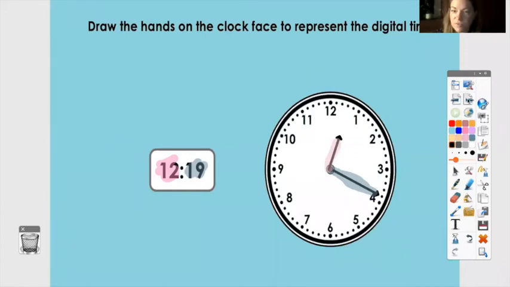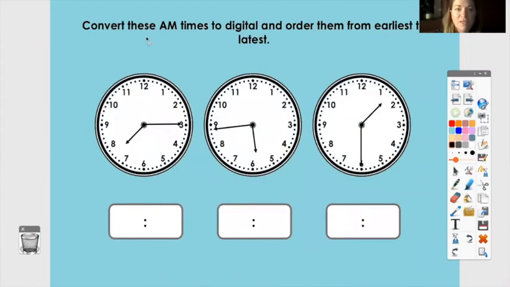Right, let's move on from there. Convert these AM times. So notice here in the question, it says AM, so I know that they are going to be morning times. These AM times to digital. And then the second part of the question, order them.